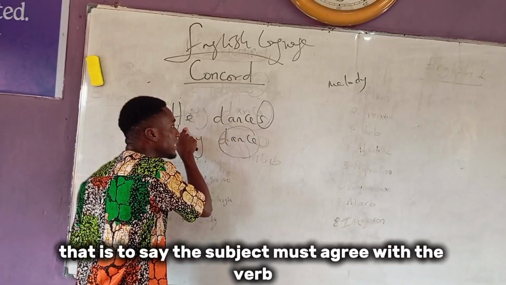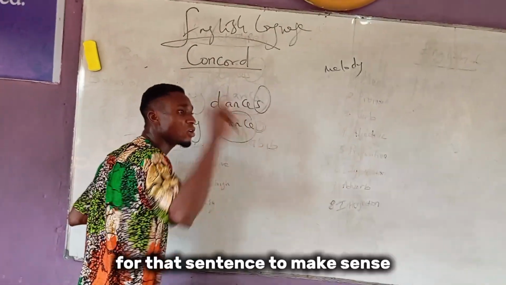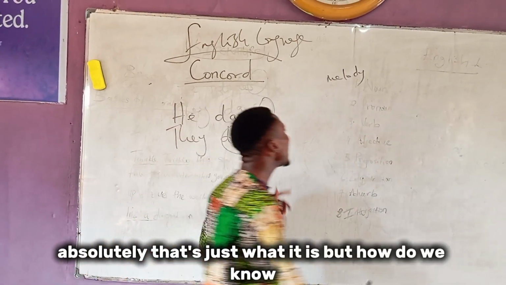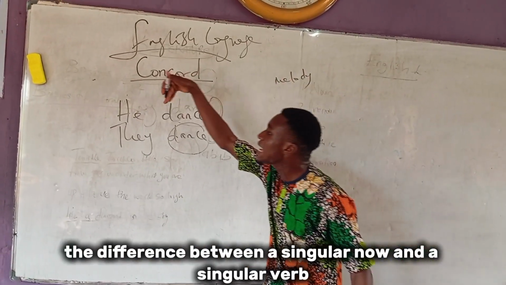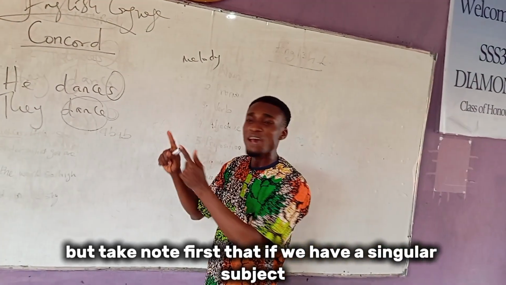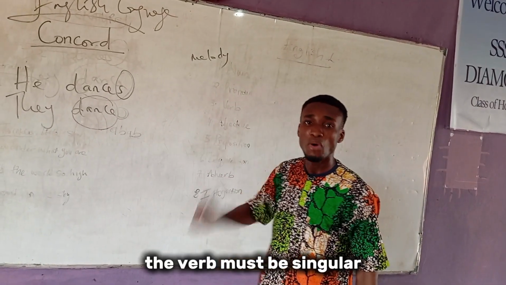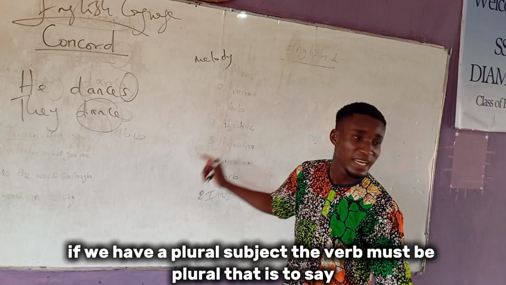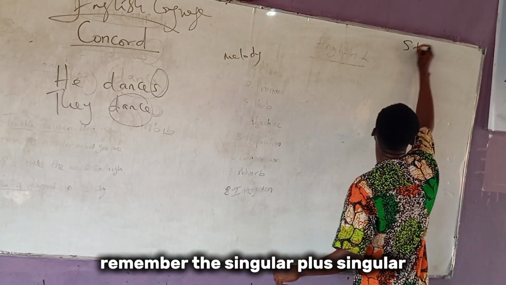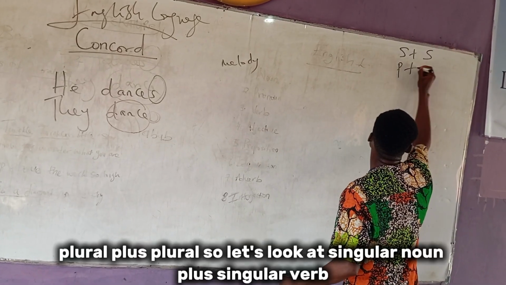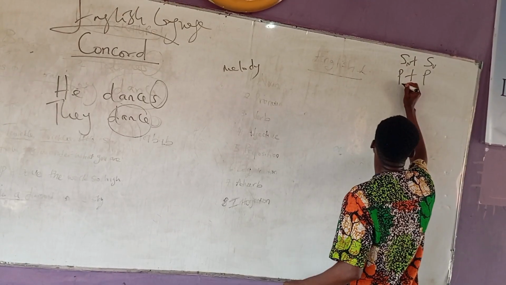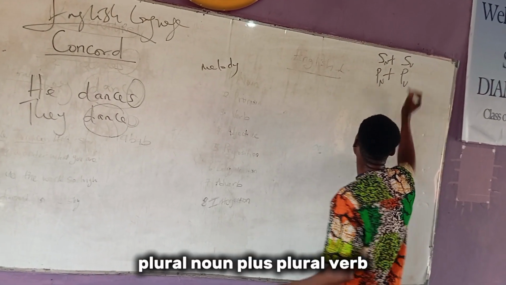That is to say, the subject must agree with the verb for that sentence to make sense. Absolutely, that's just what it is. But how do we know the difference between a singular noun and a singular verb? Take note first that if we have a singular subject, the verb must be singular. If we have a plural subject, the verb must be plural. Remember, singular plus singular, plural plus plural. So let's look at singular noun plus singular verb, plural noun plus plural verb.